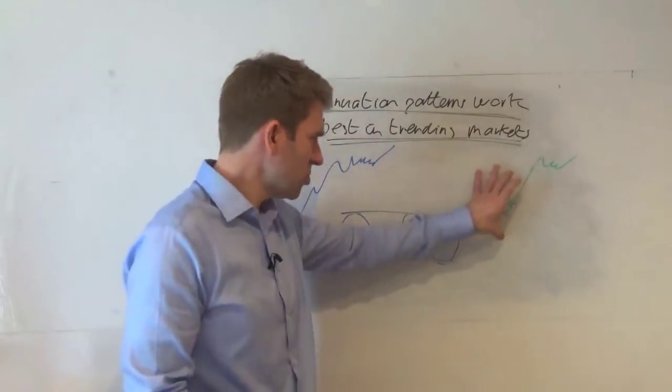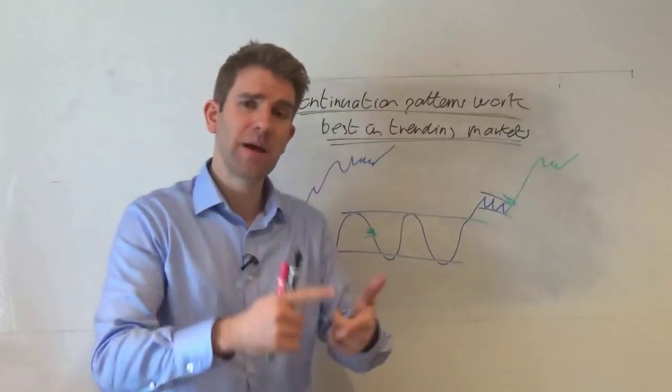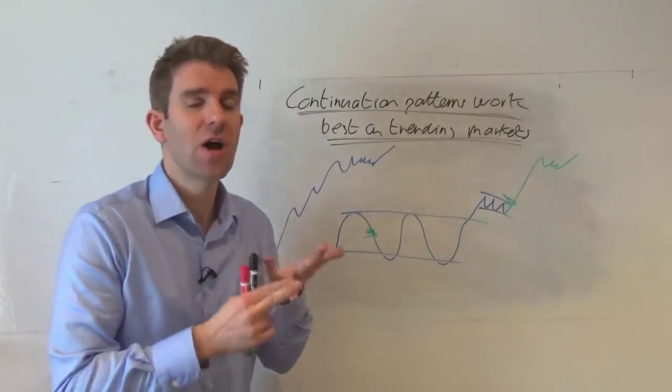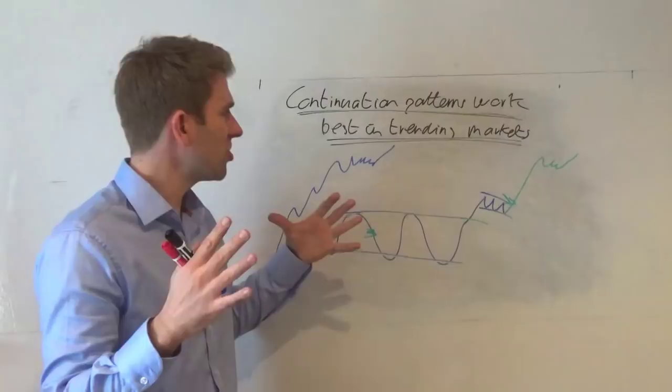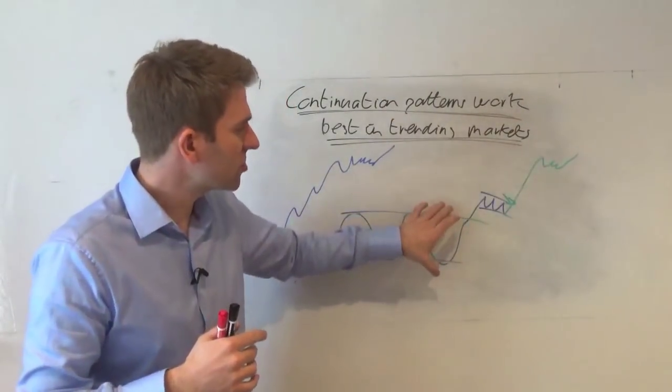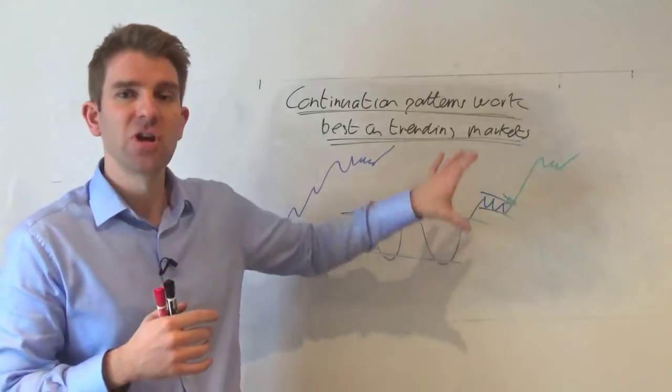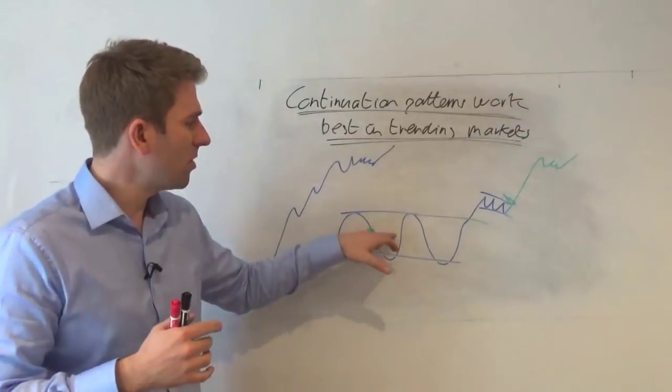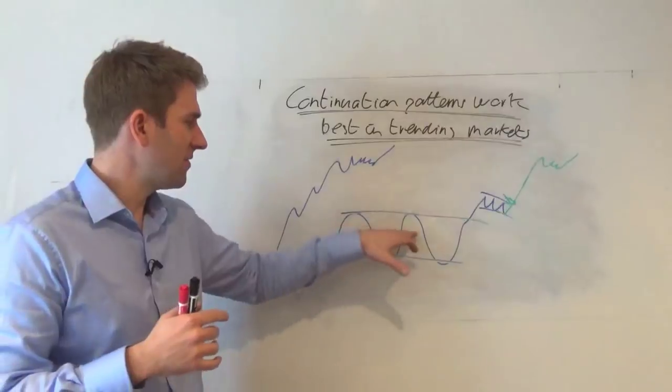So just be cautious, guys. If you're trading those flags, pennants, triangles, those continuation type trades, look at the bigger picture. They work best in trending environments, and also at the start of a trend, potentially when you're breaking out of a range. But be very careful of trading them within a range, especially a narrow range like that.